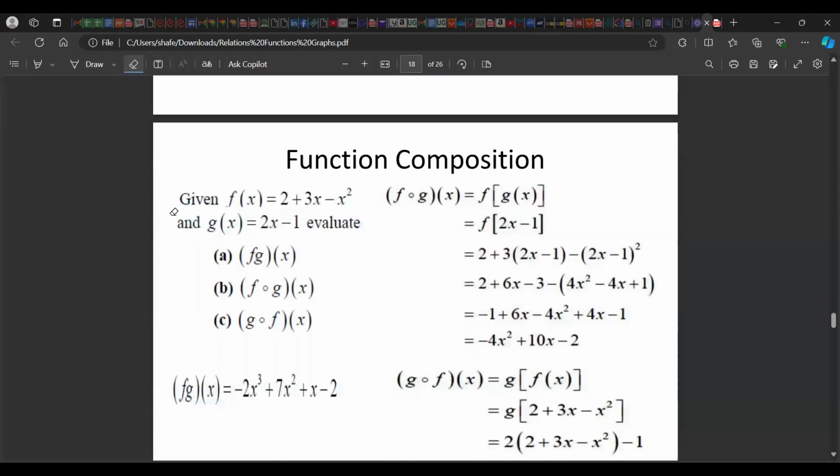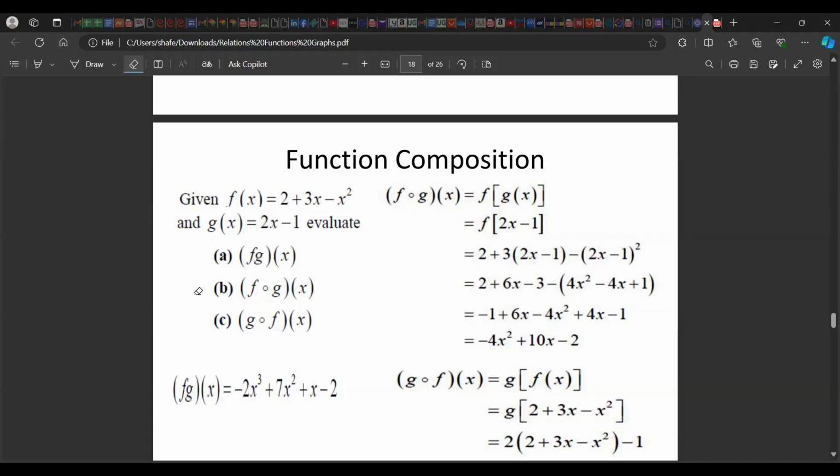Let's take two functions. f(x) is this one and g(x) is that one. Let us look at the composite of f and g, and then the composite of g and f. Notice we're using a little circle in the middle there. Different textbooks might use different symbols. So the composite of f and g and the composite of g and f.